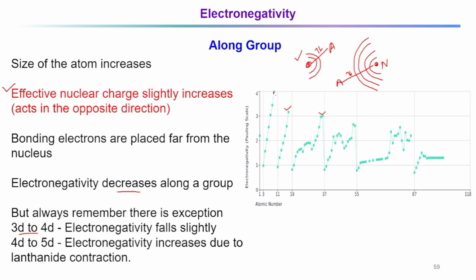So because of the lanthanide contraction, what happens? The F electrons and D electrons have lesser shielding power. So the nucleus attracts the valence electrons more, and because of that the size also contracts. As the size becomes small, the nucleus of the atom is closer to the bonded electrons, and that's why it can pull the bonding electrons towards itself, and because of that the electronegativity will be higher.